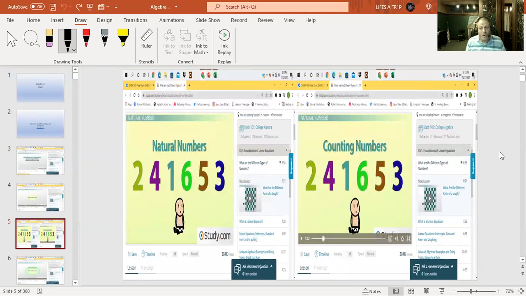Let's take a look at natural numbers. Natural numbers, or counting numbers, are the numbers 1, 2, 3, 4, 5, 6, and up, without the zero. So natural numbers can appear in random order, like 2, 4, 1, 6, 5, 3.